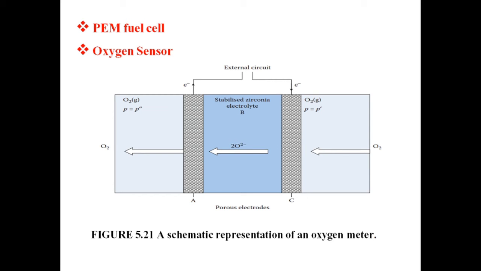Oxygen sensors: calcia stabilized zirconia. Calcia stabilized zirconia is used in the detection of oxygen in both oxygen meters and oxygen sensors. The figure depicts a slab of calcia stabilized zirconia acting as the solid electrolyte, which separates two regions containing oxygen at different pressure.